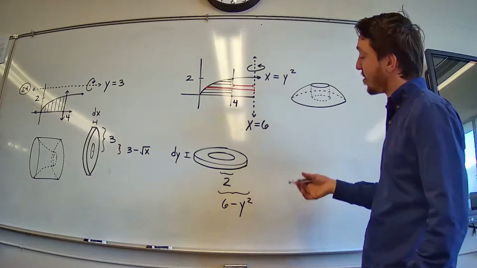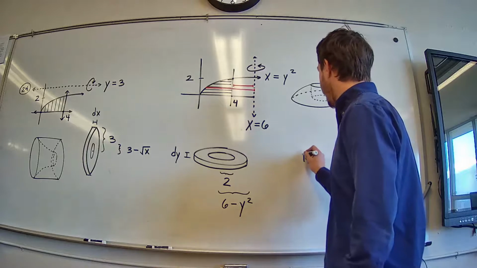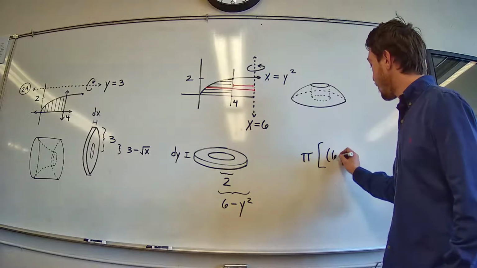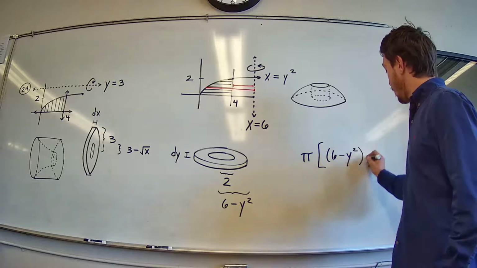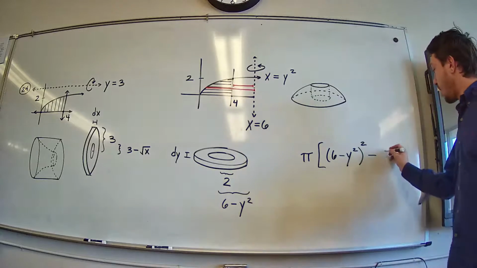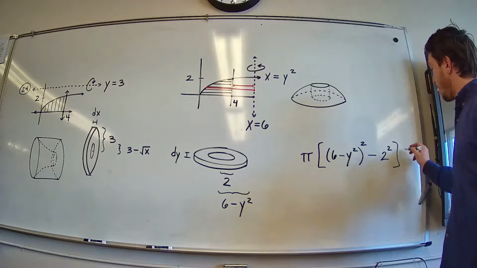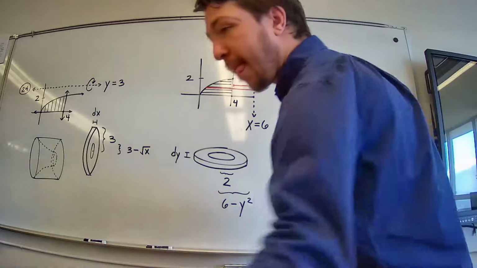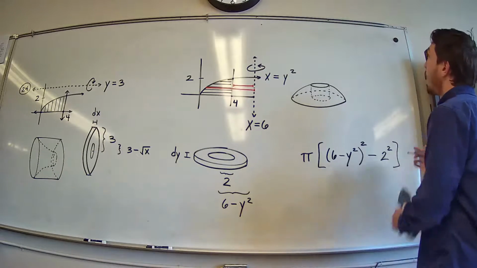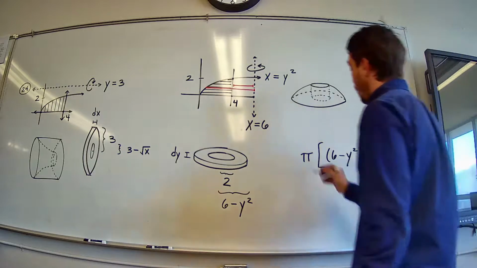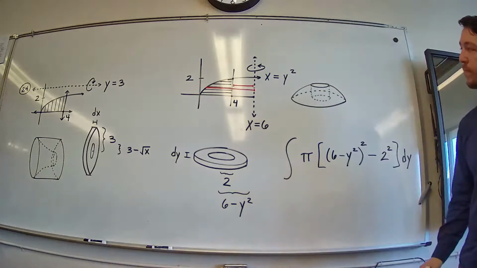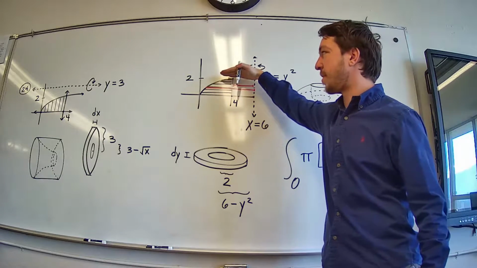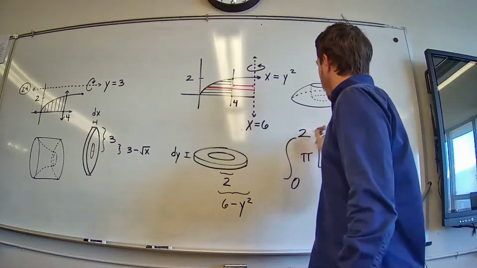Okay, so then the volume is pi times the quantity big R squared minus little r squared multiplied by the thickness, which is dx. I'm sorry, dy. And then what are my bounds of integration? 0 to 2. Because my final disk is going to be up at a y value of 2. There we go.